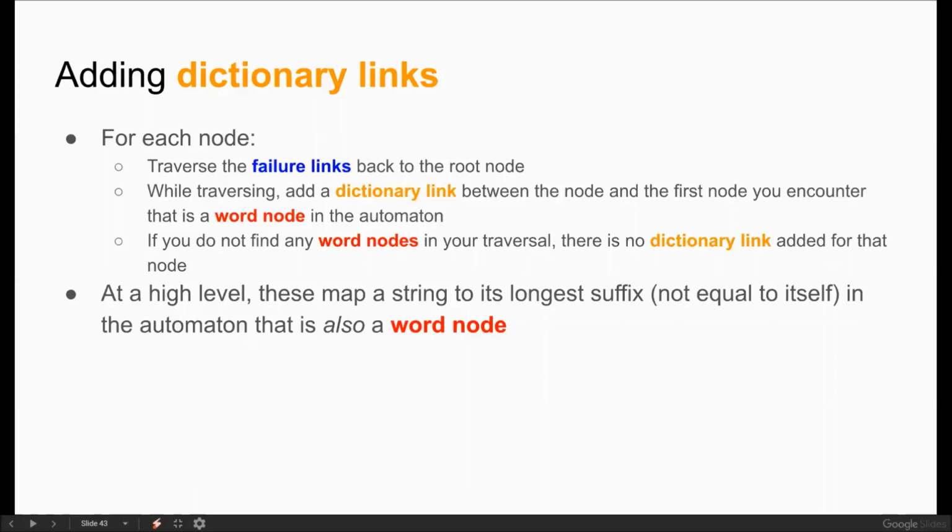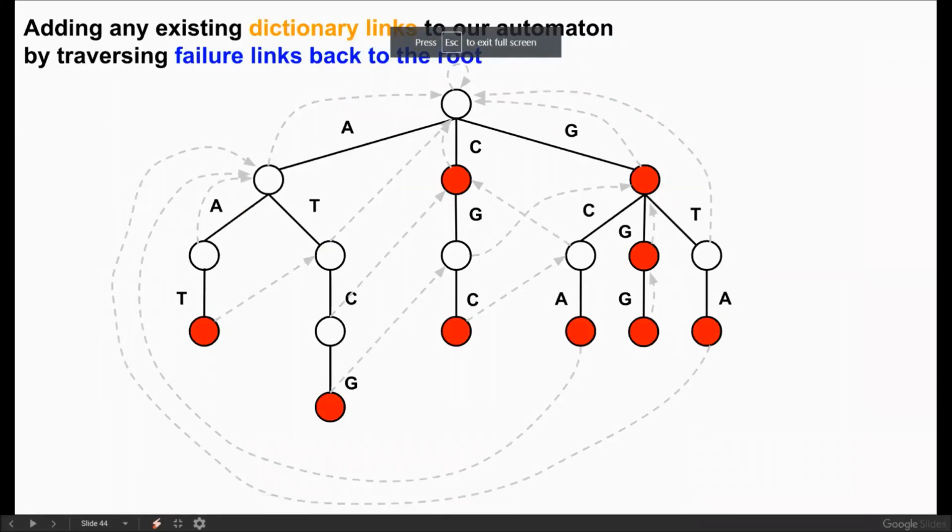So at a high level, what this means is that we're mapping a string to its longest suffix in the automaton that is also a word node, and also, of course, not equal to itself. So let's see what this looks like visually, because I think it's a little bit easier to understand that way. Okay, so now that we have found all of our failure links, let's now add dictionary links to our automaton, if there exist any. I'm going to use a similar color scheme in this example. Red nodes still mean word nodes, white nodes still mean non-word nodes. Failure links will be indicated in blue.